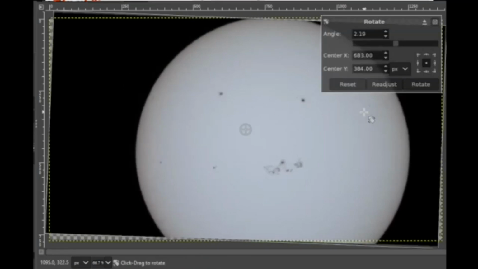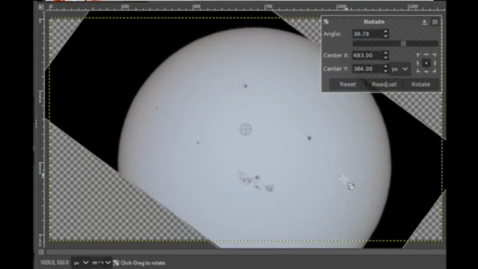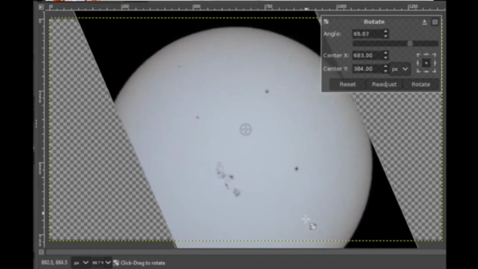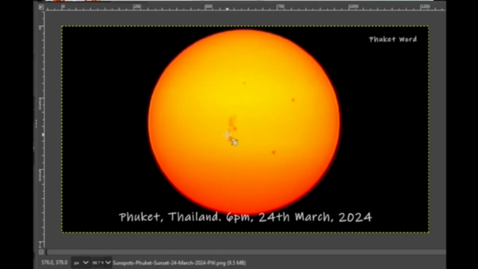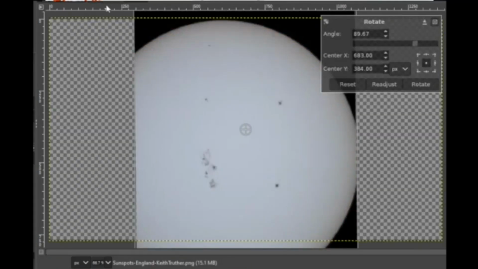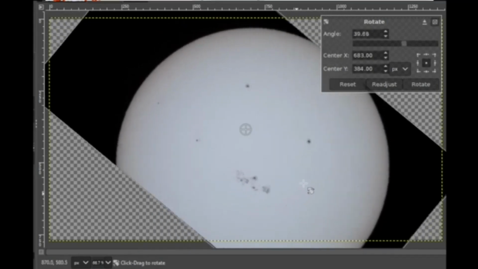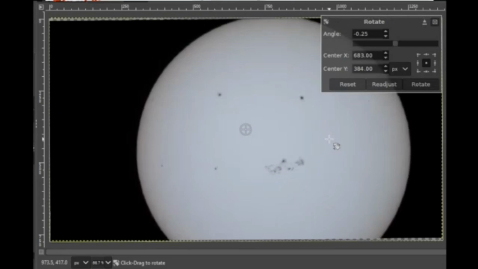I can show this by just going ahead and rotating this clockwise by about 90 degrees, and then we get a similar arrangement with the cluster of sunspots on the bottom left as it was when we saw it from Phuket. Okay, so this rotation or apparent rotation that we see when we observe sunspots on the sun is only seen when north or south of the equator.